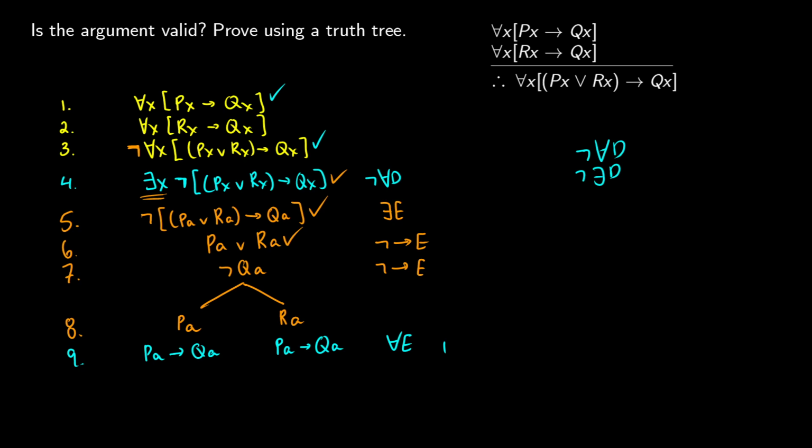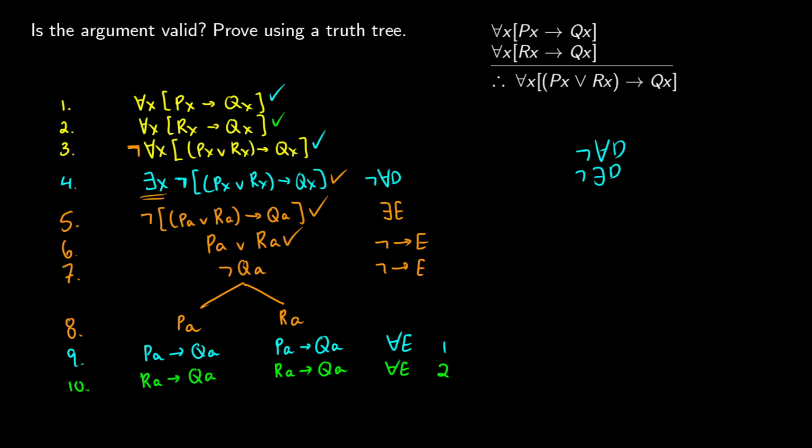Okay, I might as well do 2 as well since we're here, why not? So let's do Ra arrow Qa, and I'm mainly doing it for this right side because I want to get Qa on the right eventually. So if I was doing a proof, that's what I want to do. But we'll see in truth trees how that can help.